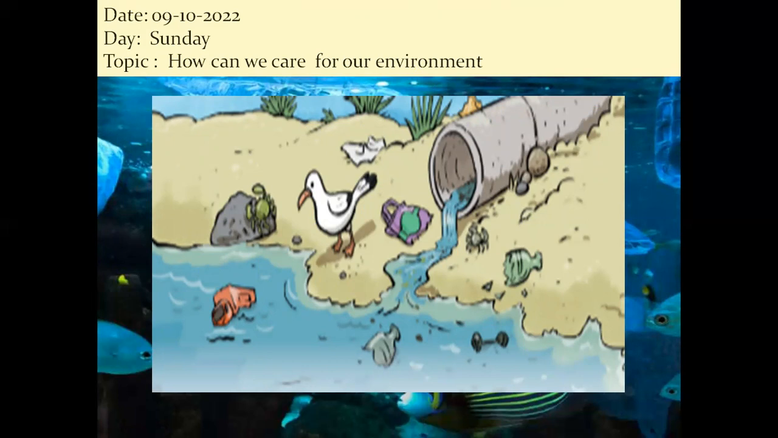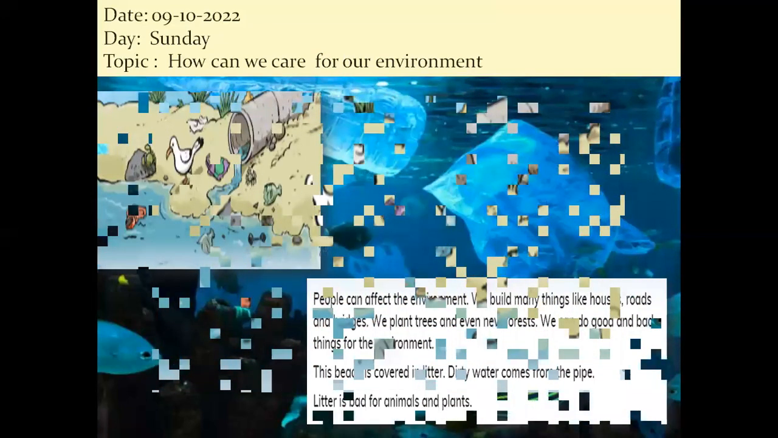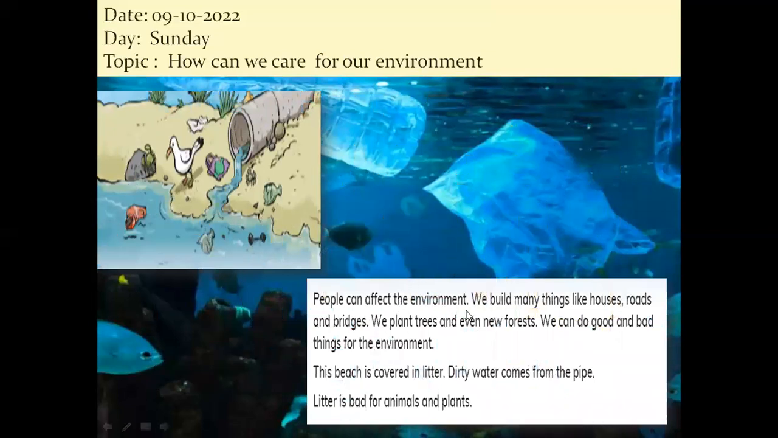Here there are different kinds of litter: glass, plastic bags, papers, bottles. These all are litter, and what people do is throw the litter near the beach. This is harmful for the environment. If it is harmful for the environment, automatically it is harmful for us. So you can see here, people can affect the environment.